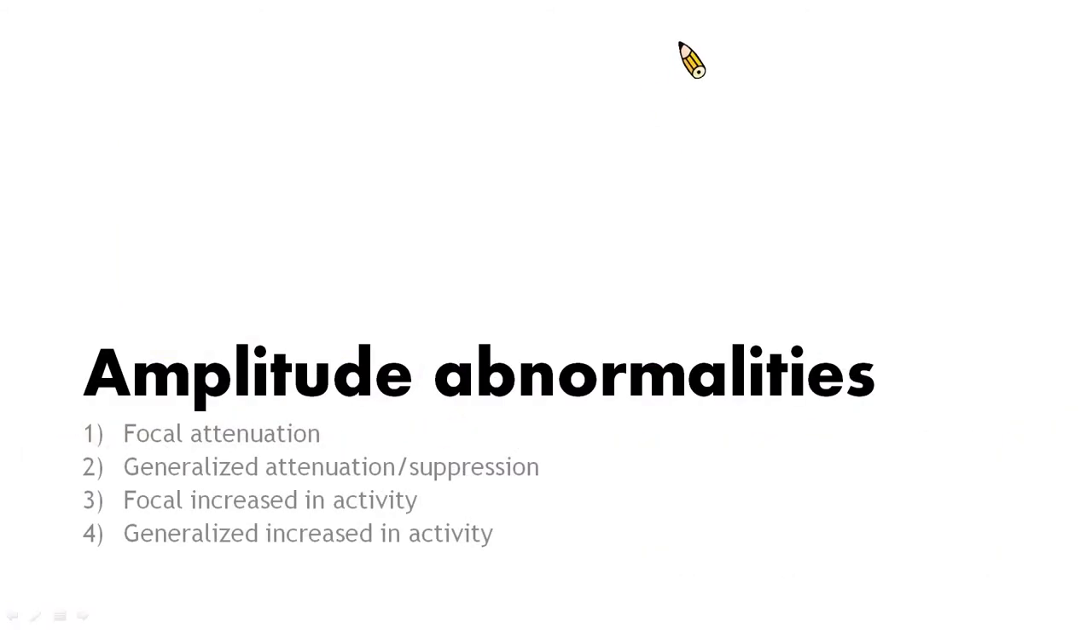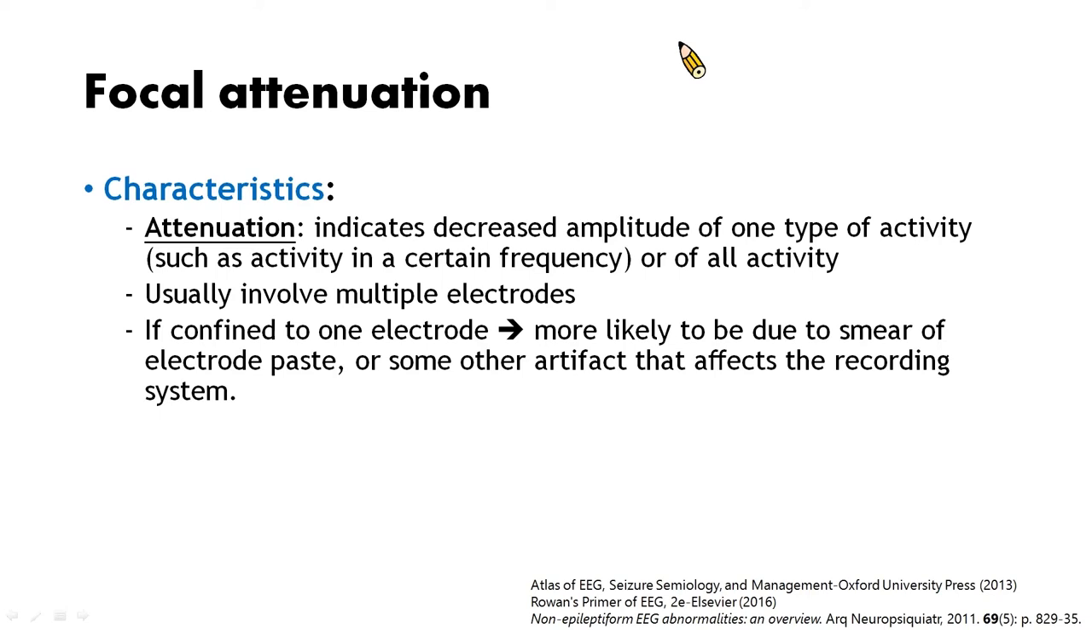In the second part, we are going to introduce amplitude abnormalities, which include focal attenuation, generalized attenuation or suppression, focal increase in activity, and generalized increase in activity. Attenuation indicates decreased amplitude of one type of activity, such as activity in a certain frequency or of all activity. It usually involves multiple electrodes.